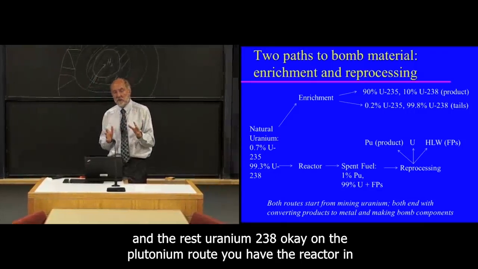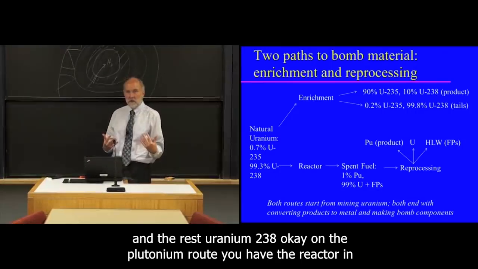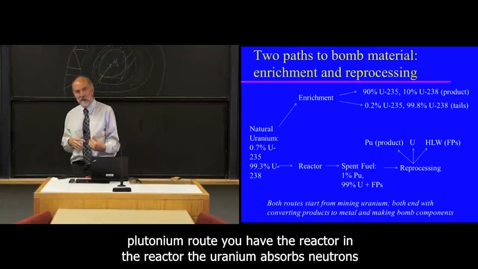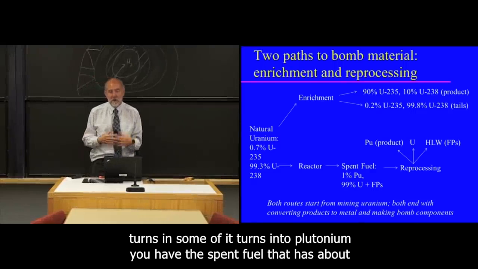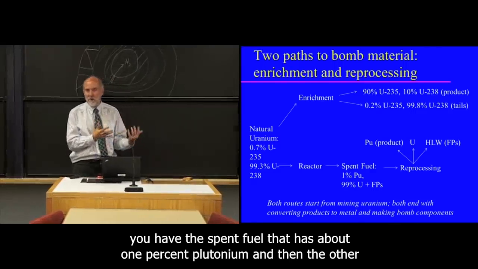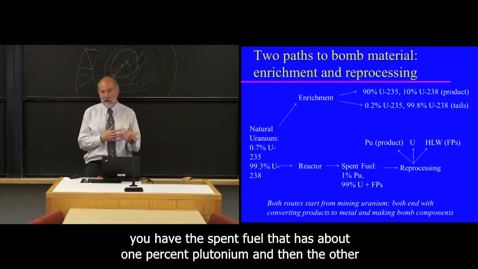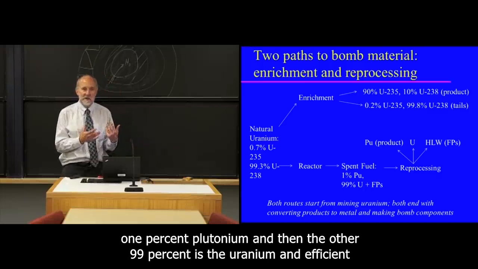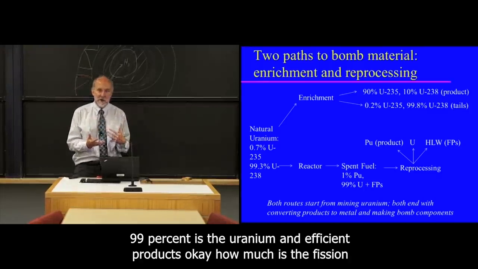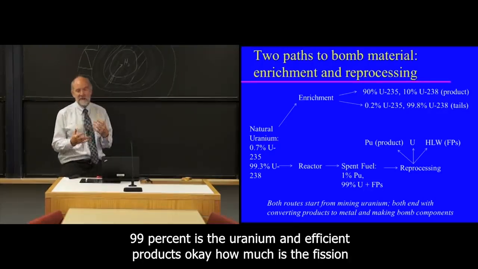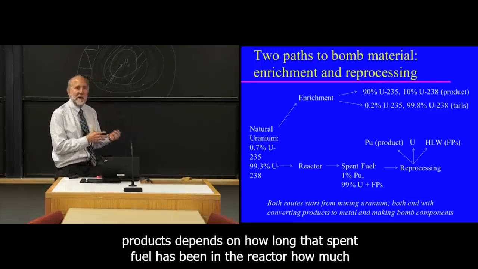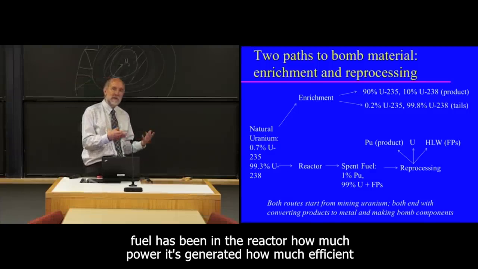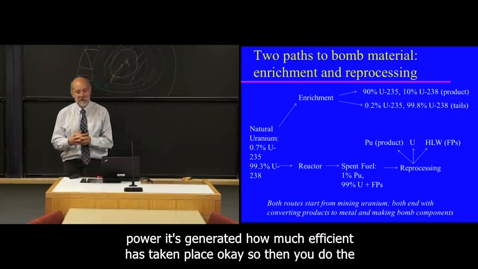On the plutonium route, you have the reactor. In the reactor, the uranium absorbs neutrons, and some of it turns into plutonium. You have the spent fuel that has about 1% plutonium, and then the other 99% is the uranium and the fission products. How much is the fission products depends on how long that spent fuel has been in the reactor, how much power it's generated, how much fission has taken place.